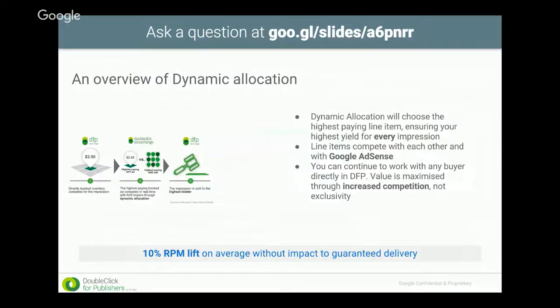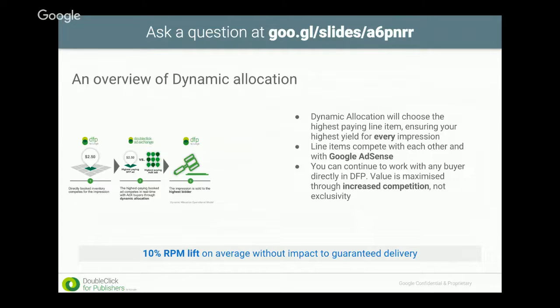This brings us to another feature which Imre mentioned already, and it's the dynamic allocation. The dynamic allocation, in simple terms, is a network level mechanism which is designed to maximize your remnant inventory earnings.